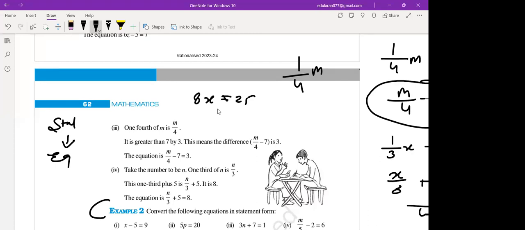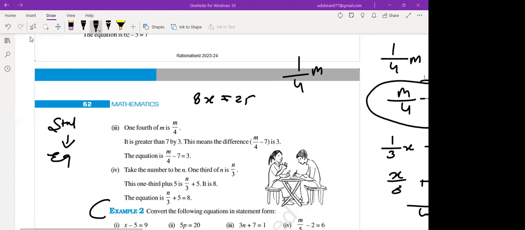No, you can simply write it like this. The multiple of 8 with a number gives you 25. Right?